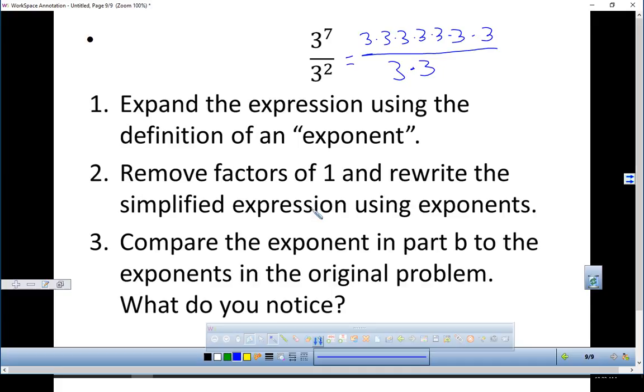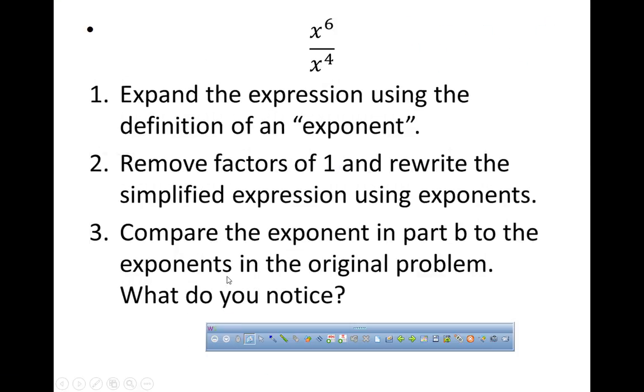How many of those 3's can I cancel out? 2. Do you guys know I could cancel out 3 divided by 3 goes away? And 3 divided by 3 goes away. So how many 3's do I have left over on the top? 5. So this is equal to 3 to the 5th power. You guys understand that? Yeah? What I just did? Okay. So moving on to the next problem, similar problem.